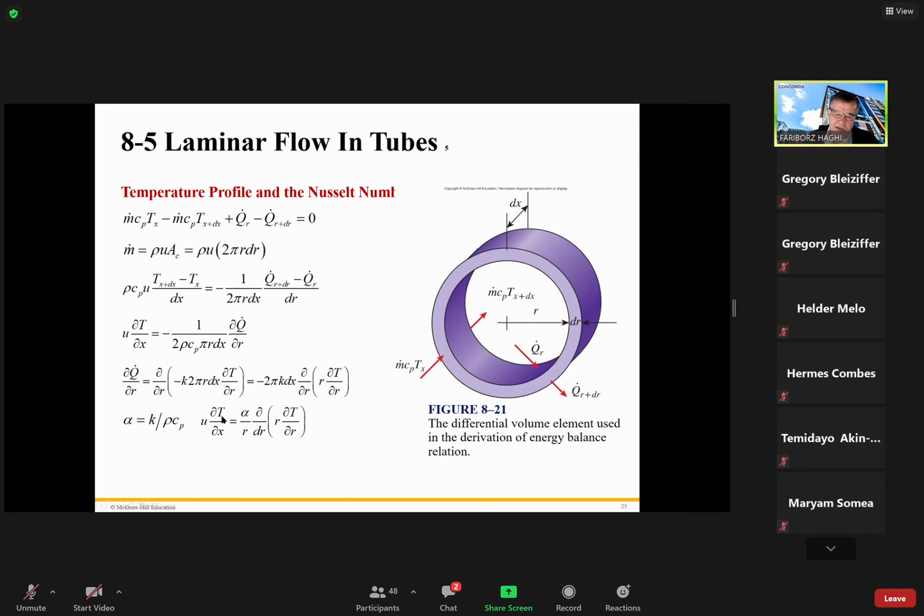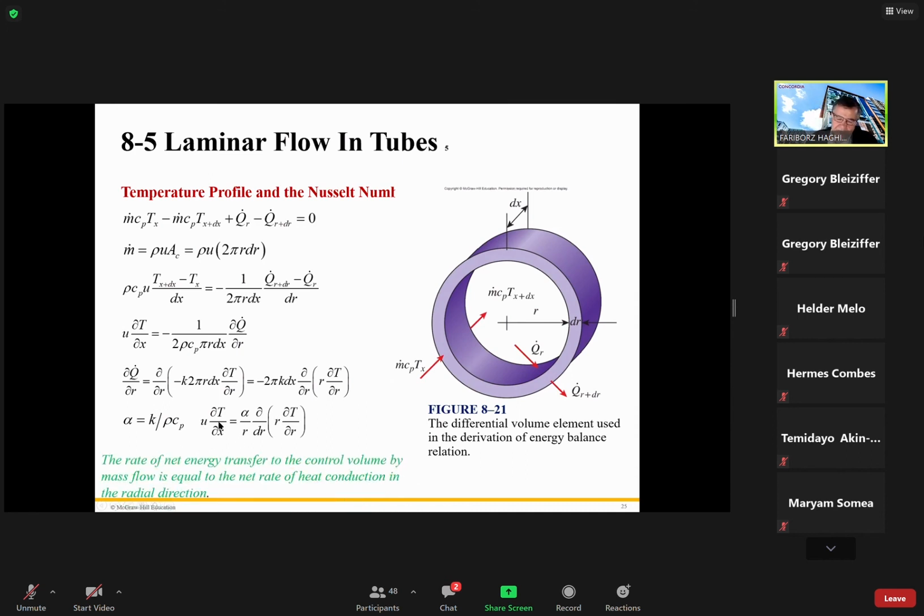If you look here, I have one equation but two variables, temperature and velocity. But we already have an expression that gives us u as a function of r. Therefore, we can replace it by the expression that we obtained earlier, as a function of r, and we try to solve this differential equation. It is a second order equation, but we have two boundary conditions. Therefore, we can solve it.